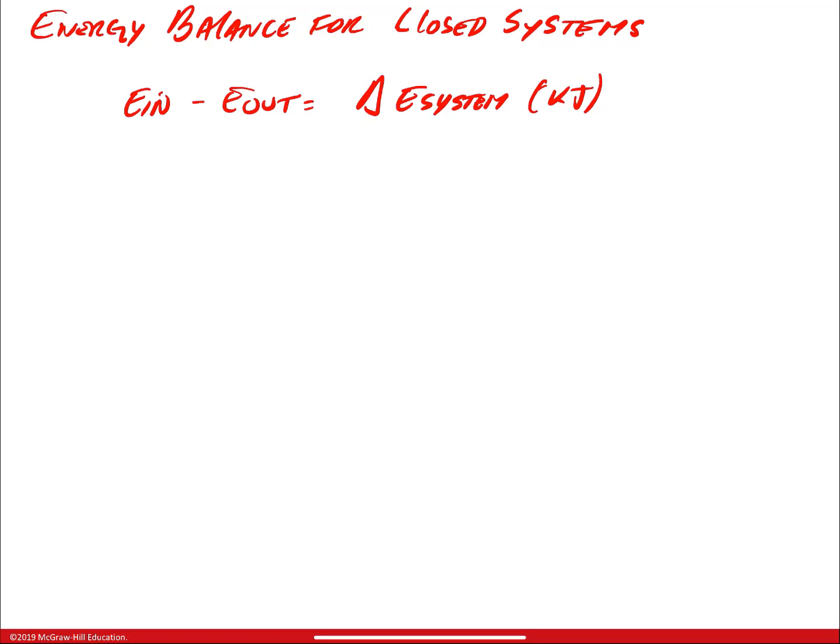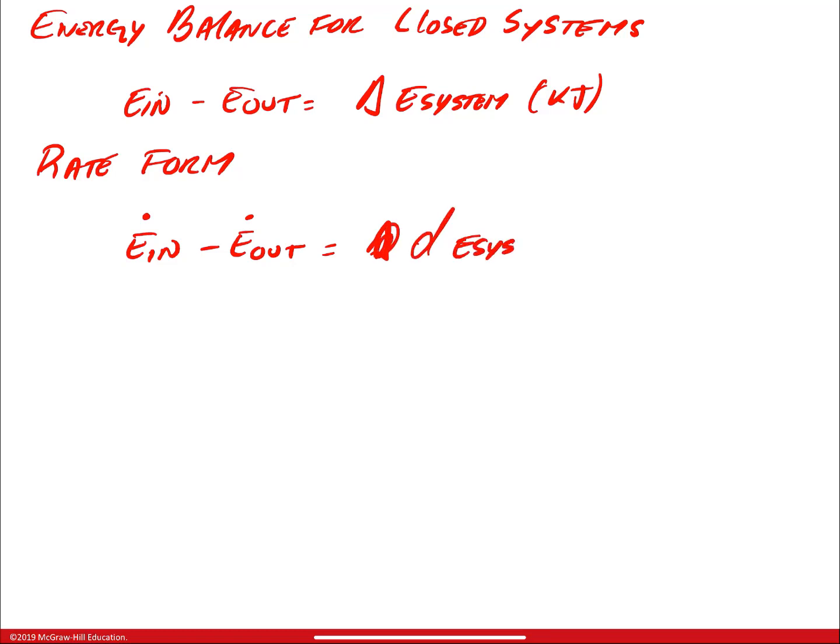There are different ways of expressing this very general equation. The first one is the rate form, which is the rate of energy that comes in minus the rate of energy that comes out, equal to the differential of energy of the system with respect to time, and this is in kilowatts.